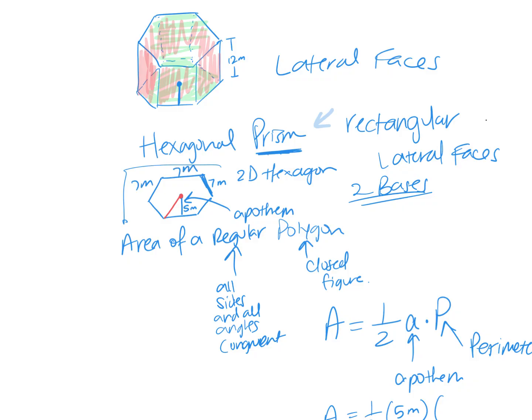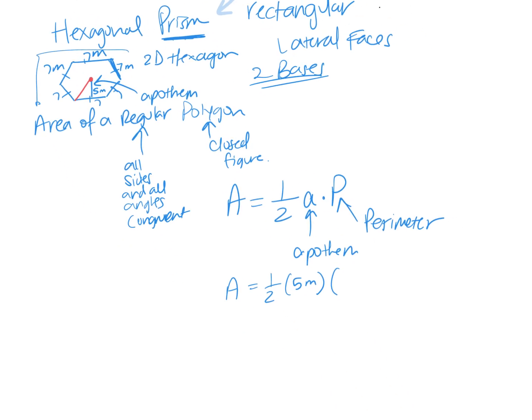Even if my drawing doesn't look like that, I didn't use any rulers. So I'm going to put tick marks to show all the sides of the hexagon are the same. There are 6 sides and they're all equal to 7. So we're going to do 6 times 7. 42 meters is the perimeter.